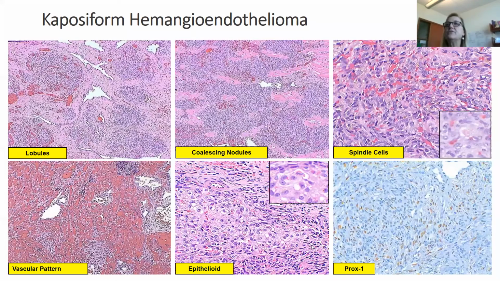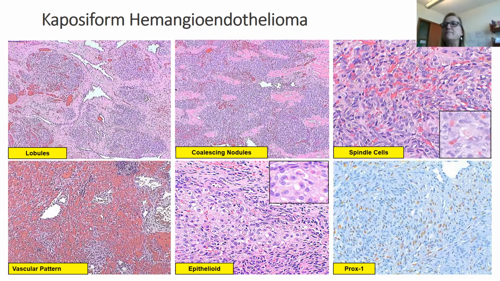They have a particular look on pathology. They are made up of spindle cells and also a lymphatic malformation. So you see the spindle cells here. Remember when I showed you hemangiomas, which are nice, normal, plump endothelial cells. These are not. They look like spindly cells, and they're sheets of spindle cells. They also can form these coalescing nodules and lobules.